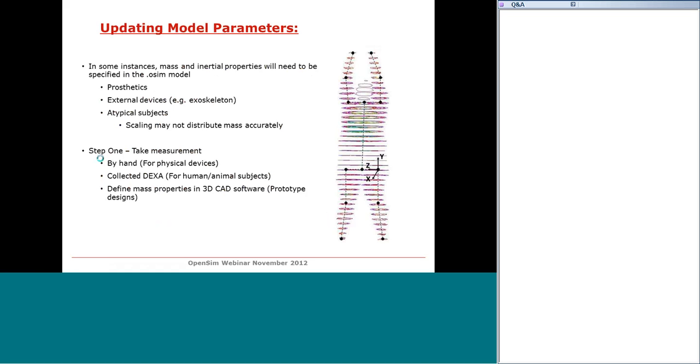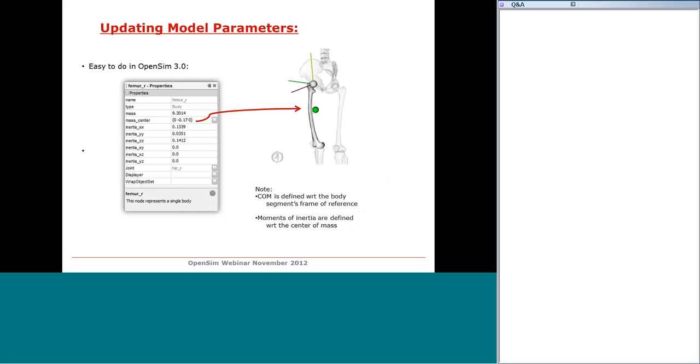The first step is to take the mass or inertial measurement. For humans and animals, this can be done by collecting DEXA data. For devices being designed using CAD software such as SolidWorks or Pro-E, material properties can be applied to the parts and the mass properties then determined. It's very easy to input the updated mass and inertial properties into a model using OpenSim 3.0. This is because now live model editing is available in the GUI.